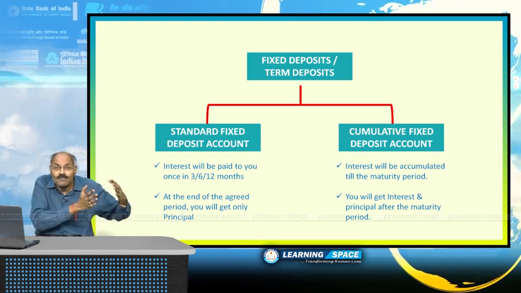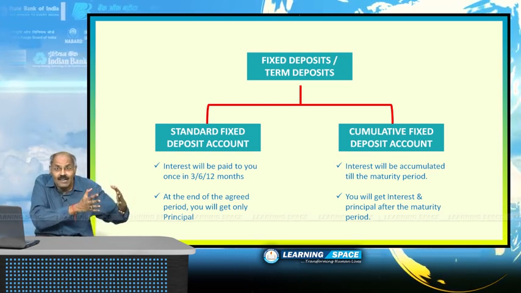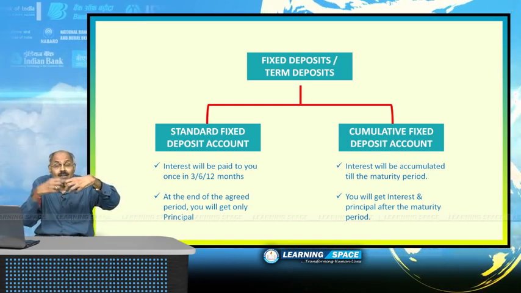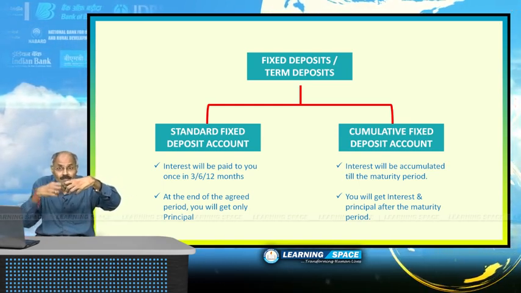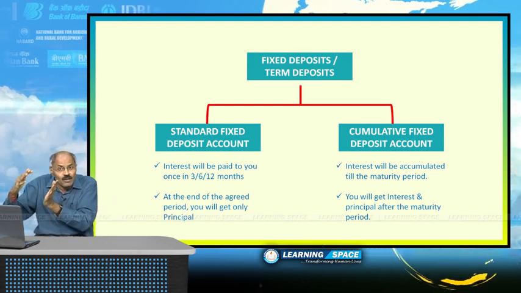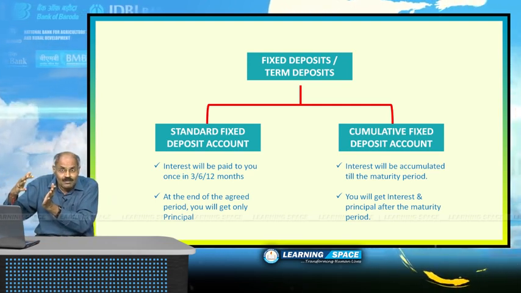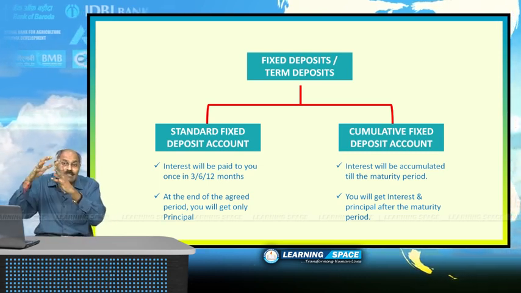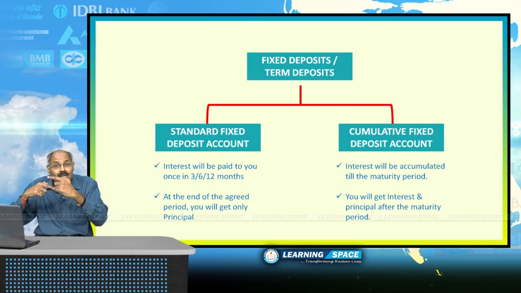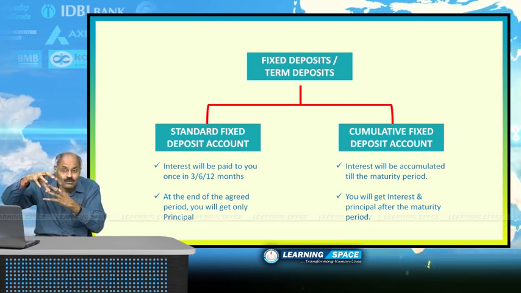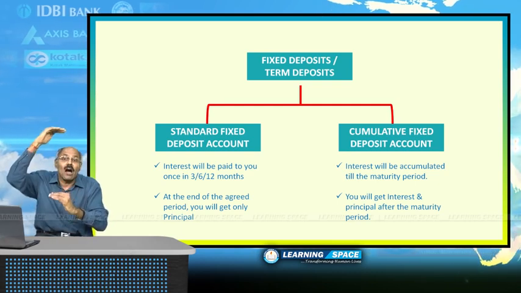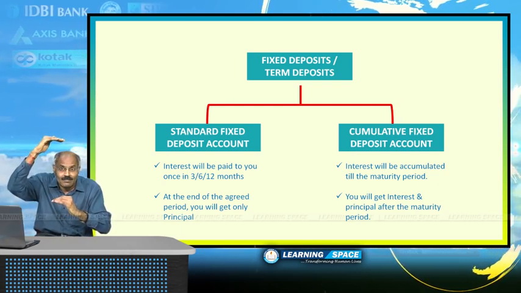In a traditional fixed deposit account or standard fixed deposit account, banks will give you interest every 3 months or 1 year. But in cumulative fixed deposit account, they will not pay you interest, they will add that to the fixed deposit and interest will be calculated on that interest also. And interest, principal, everything you will get after the agreed period.